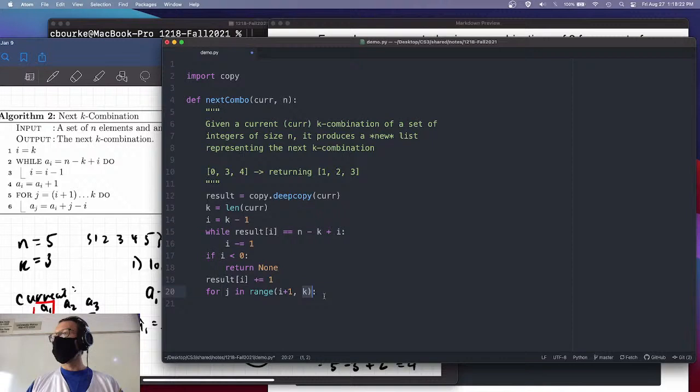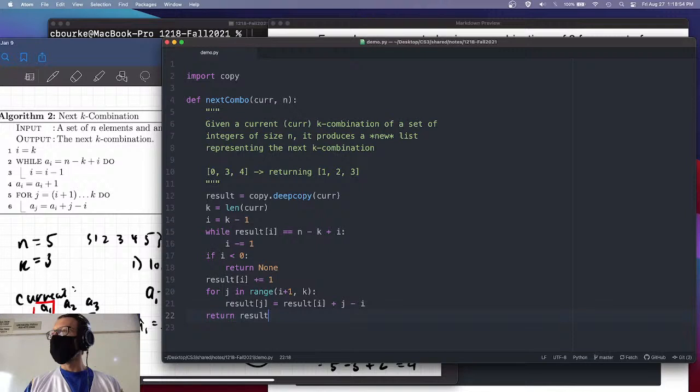All right, and then return. Oh, I guess we need to do something, right? What are we going to do? Result sub j is equal to result sub i plus j minus i. Is that right? Yep. And then we'll return result. So when I type Python, I'm always typing extra characters because I'm always instinctively putting a semicolon and then erasing it immediately. Remembering, don't do that.